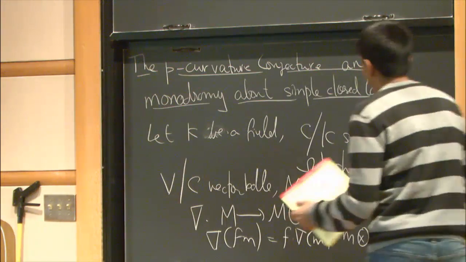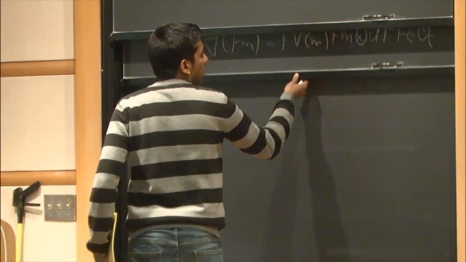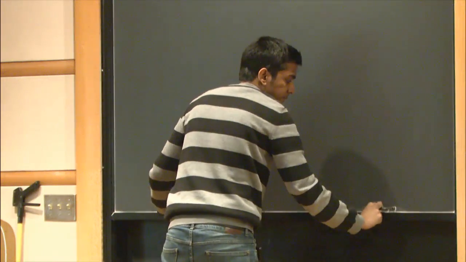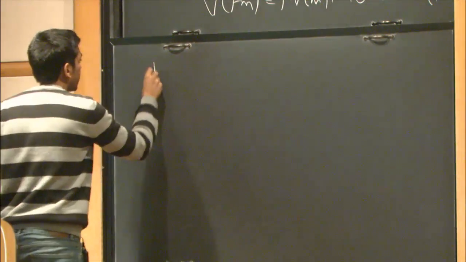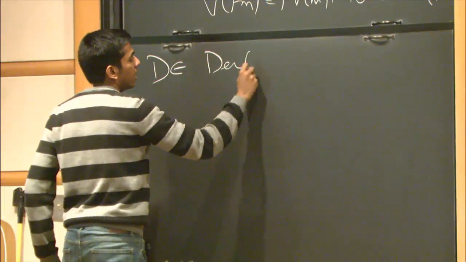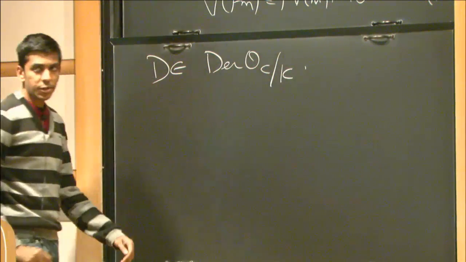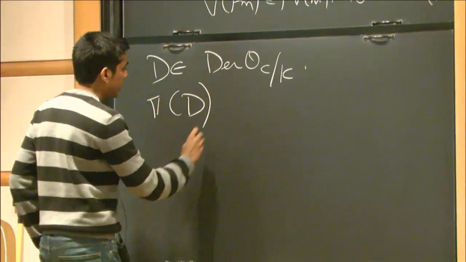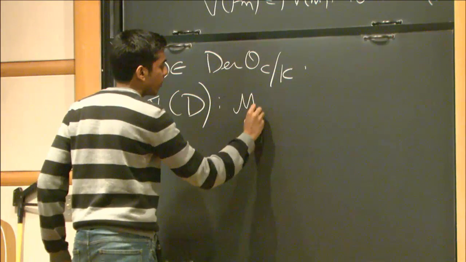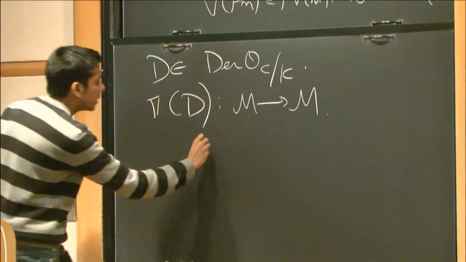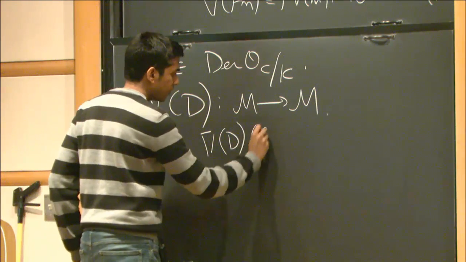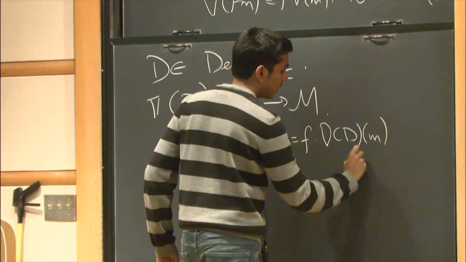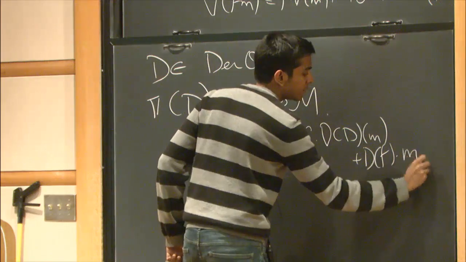So this data is the same as the following. Given D, a K derivation on OC, the connection can be contracted with D to give a map from M to M. And now the Leibniz rule is going to change to nabla D of Fm is F times nabla D of M plus D of F times M.